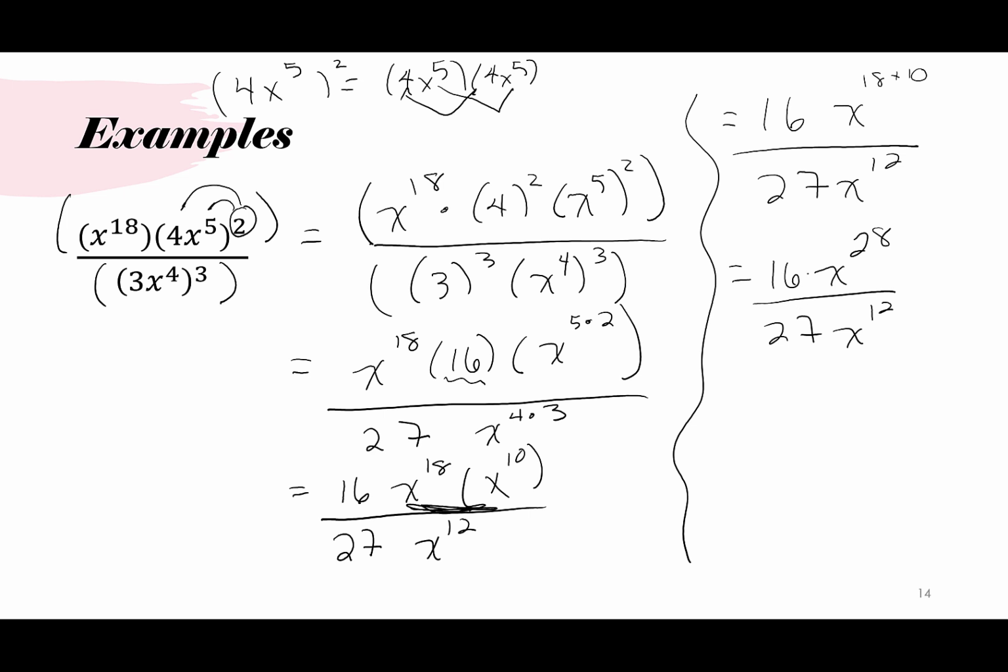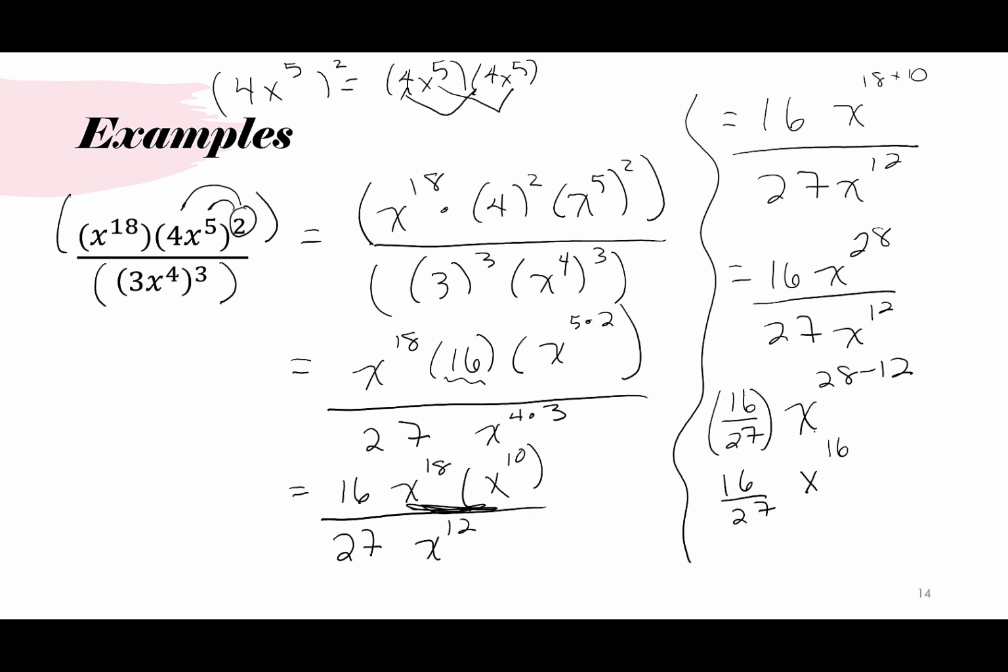Now the 16 and 27, they don't have anything in common. No common factors, so I'm not really worried about them. I'm just going to write 16 over 27 and leave the number part alone. I'm putting parentheses, get it out of the way. The x part, I'm going to do 28 minus 12 because I'm doing the quotient rule, so I'm subtracting. So I have 16 over 27. I have x, 28 minus 12 is 16.